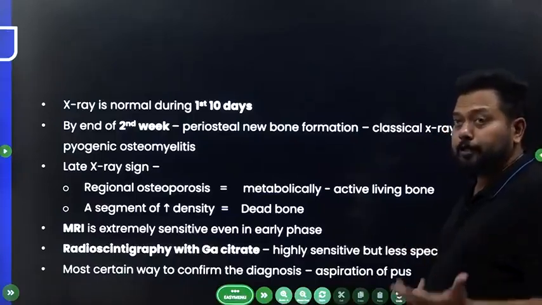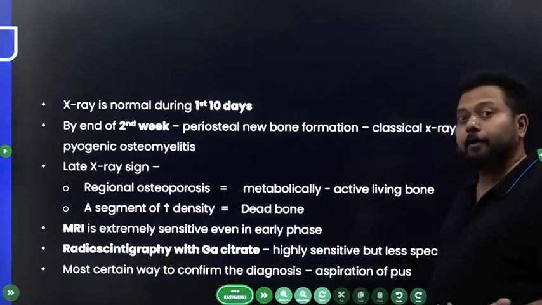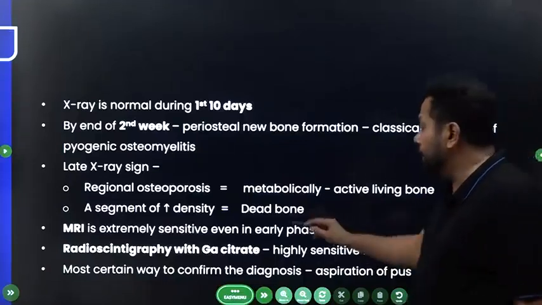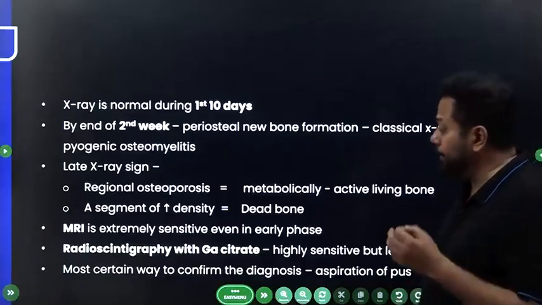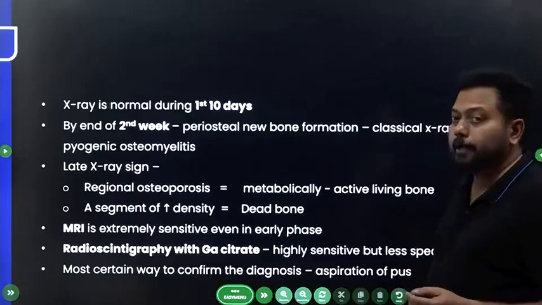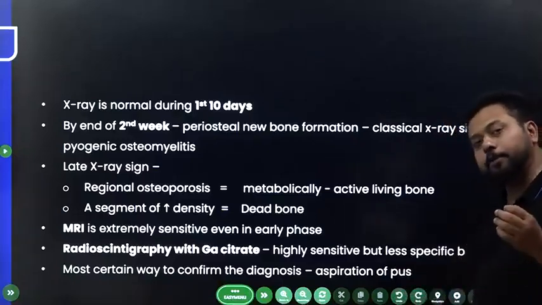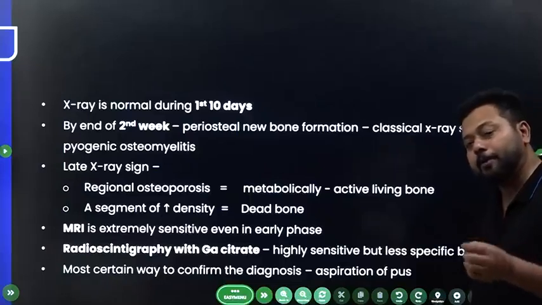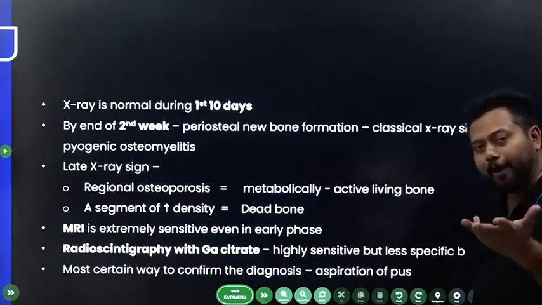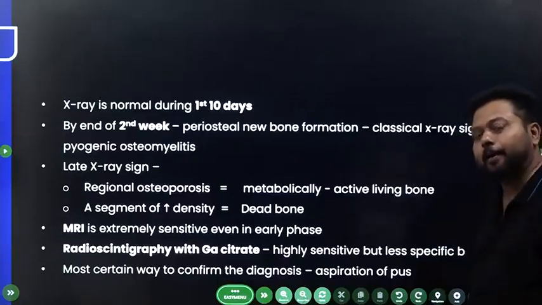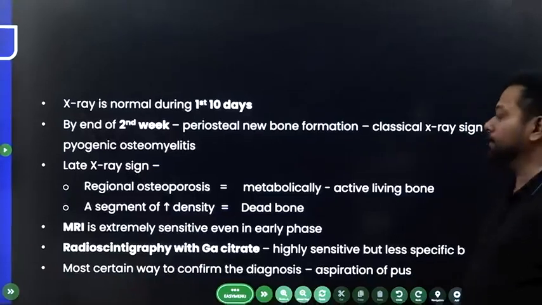Whenever it shows a regional osteoporosis, it says that it is metabolically active living bone. A segment of increased density obviously says it's a dead bone. Okay, so MRI is extremely sensitive in early phases. Radioscintigraphy with gallium citrate is highly sensitive but less specific. Most certain way of confirming the diagnosis is putting a needle, aspirating, seeing the pus with your own eye. Direct evidence of osteomyelitis. So the best investigation is aspiration of the pus.